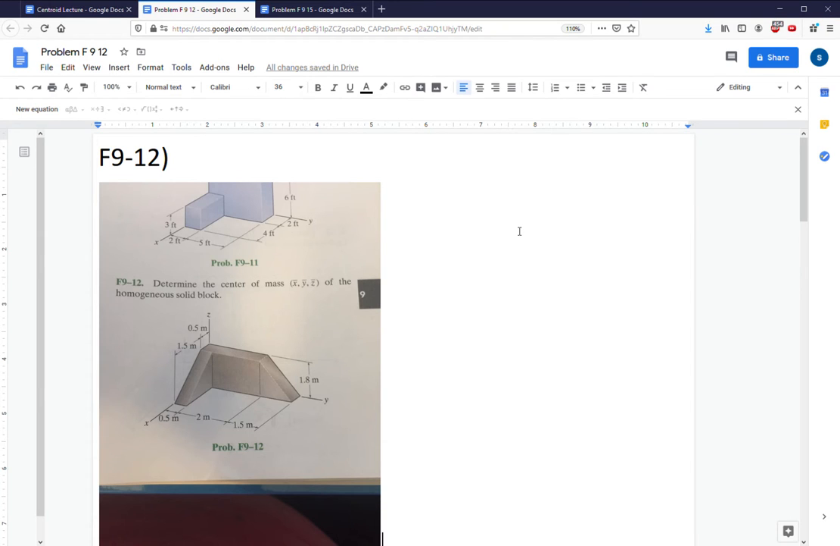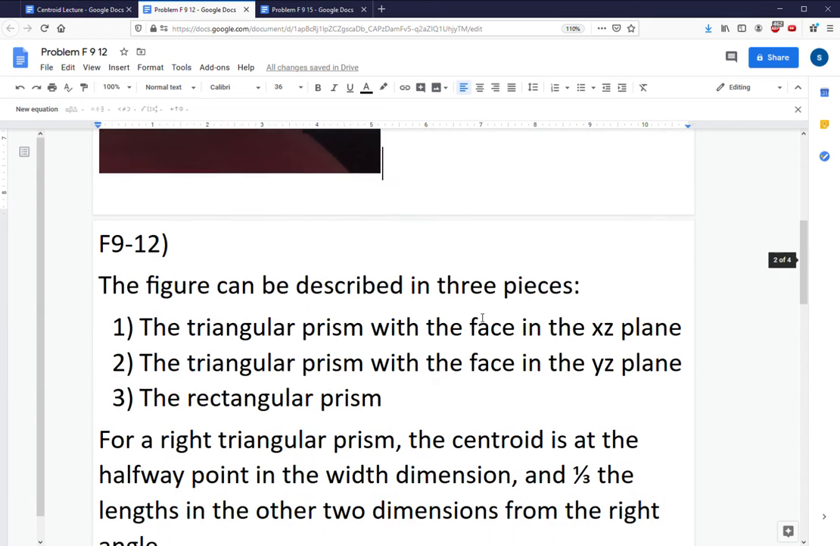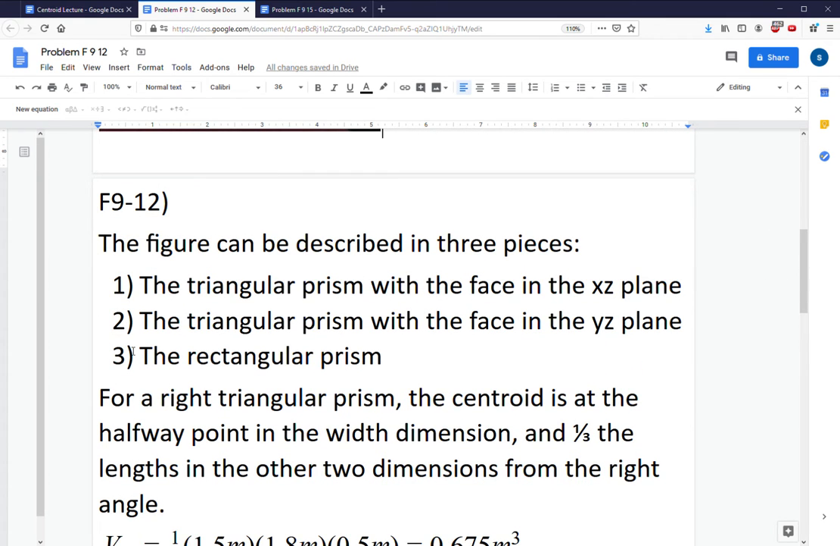F912. Determine the center of mass of the homogeneous solid block. For this solid block, I'm going to break it up into three pieces. There is this right triangular prism right here, this right triangular prism right here, and this rectangular prism right here. And I'm going to call these items 1, 2, and 3.